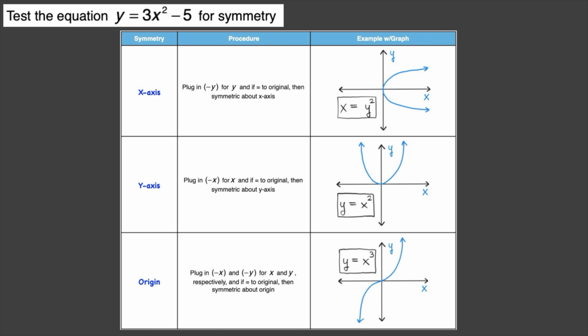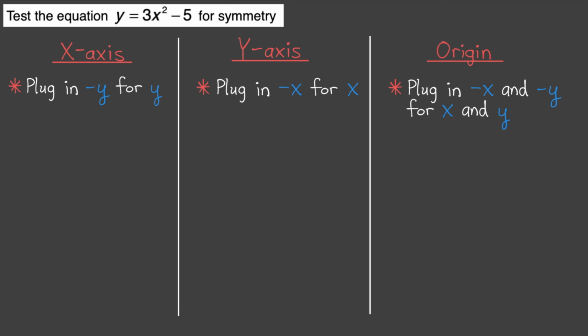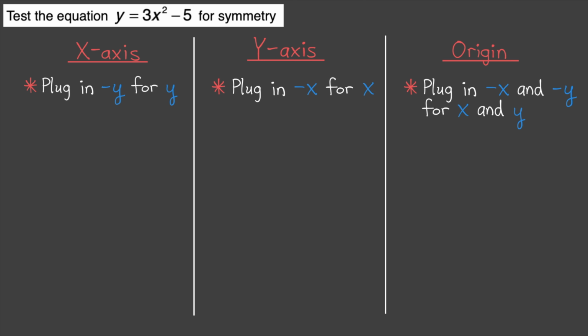All right, now that we know that, let's test our given equation for all three types of symmetry, and we will see which, if any, it's symmetric to. Here's a reminder of the procedure for each one. Let's start off with x-axis symmetry. Here's our original equation. We are going to plug in negative y wherever we see a y. I'll plug it in in red just to show I'm plugging in a negative y, and then we'll simplify this and see if it equals the original.